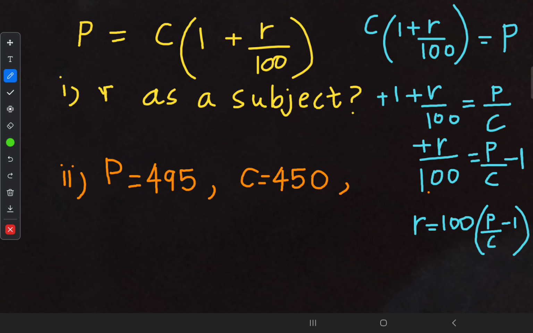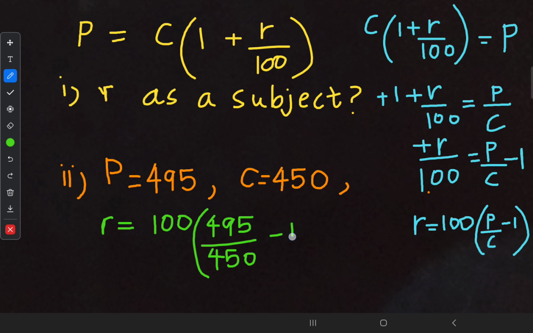Then you should substitute the P and C values. So let's substitute them over here. R is equal to 100 times, P is 495 divided by 450, minus 1. This is just a fractional question. So 100.